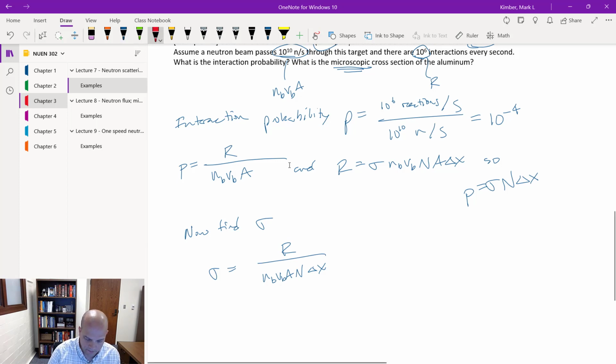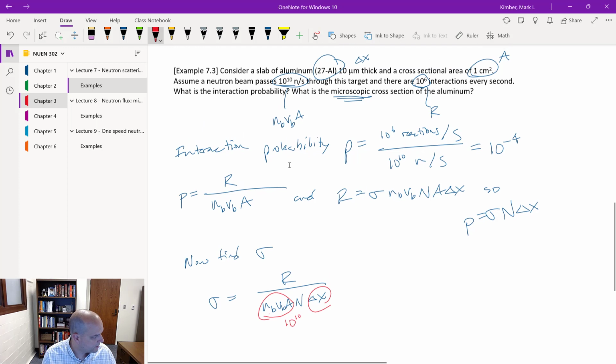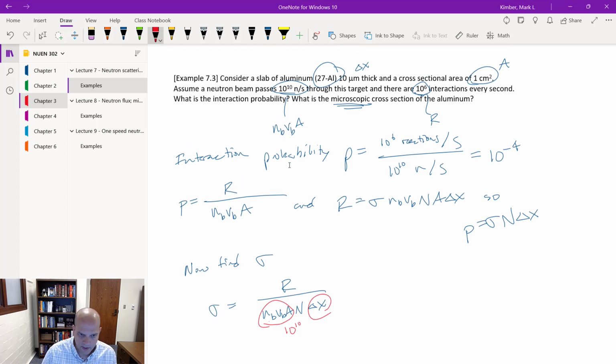Because these three here I already got. That's going to be 10 to the 10th. And I know this one is going to be, what was it, 10 micrometers? 10 micrometers, so that's going to be 10 times 10 to the negative 4th centimeters. R, I've got R, I know that's going to be 10 to the 6th per second. And so the only thing I don't know in this case is this N.